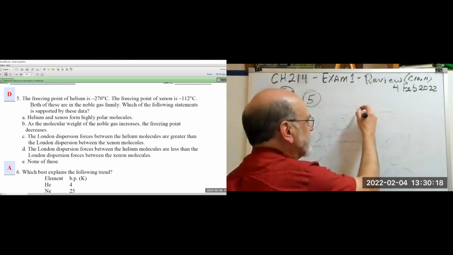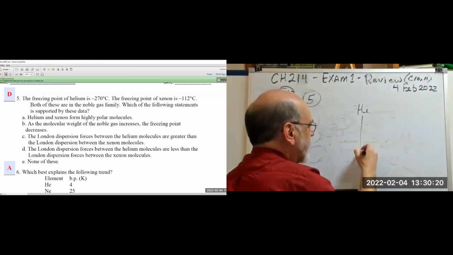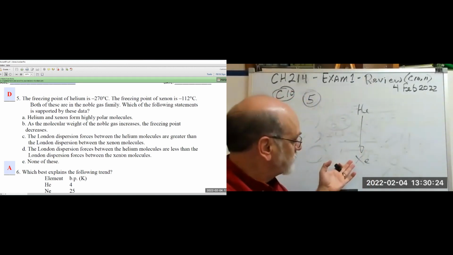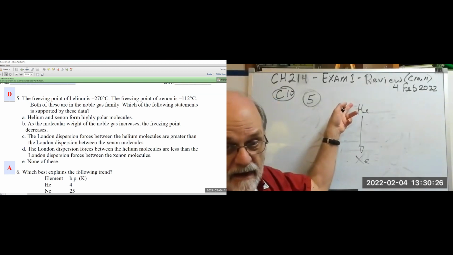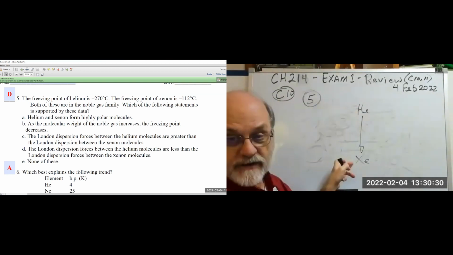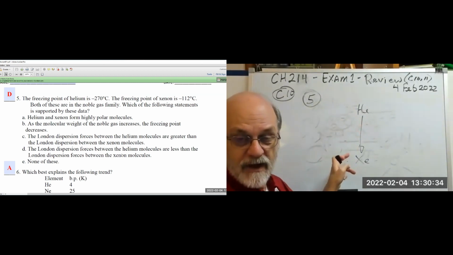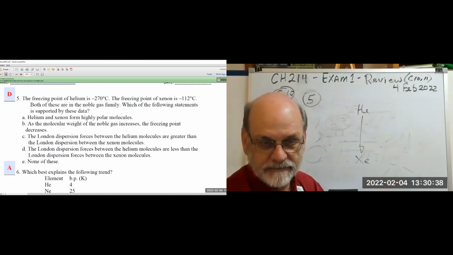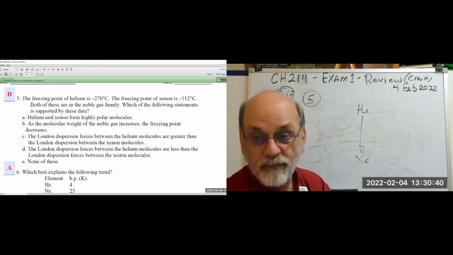If we go from helium down to xenon in the periodic table, the molecular weight or the molar mass increases. And as you increase the molar mass, the freezing point increases also. So B is false.